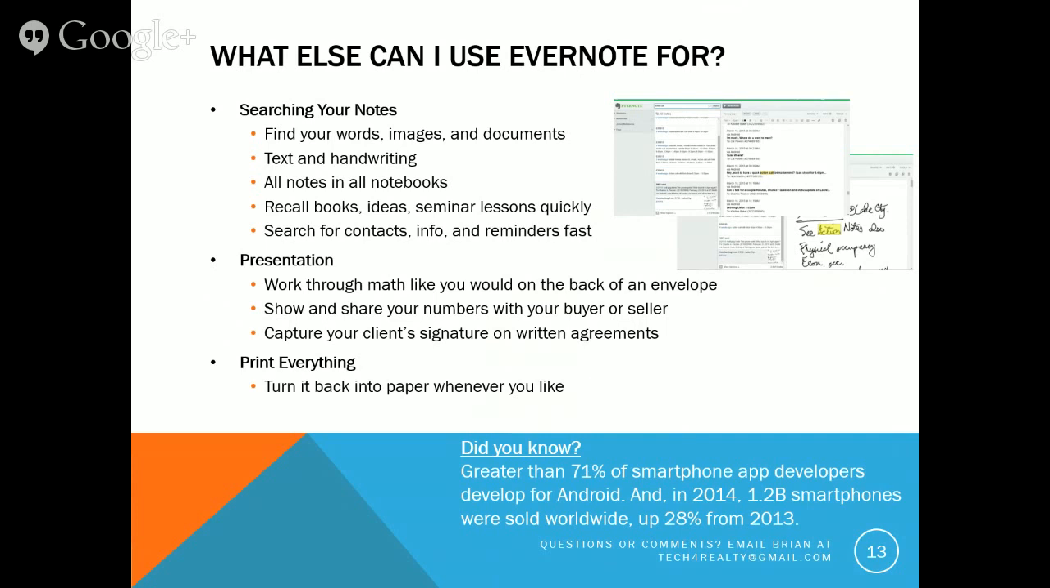That is powerful. Another cool thing that you can do with Evernote is presentation style. You can sit down with your Evernote open in front of your buyer or seller and work through the math on them like you would on a piece of paper, like on the back of an envelope or a napkin. You can share and show your numbers with them right there at the table. And then, if you have a stylus, or even if you want them to use their finger, you can capture their signature, and you have a written agreement. You go print it out. You give each person a copy or whatever you want to do, and there's a signed agreement to the numbers that you just worked out with your seller or buyer. That's pretty powerful.